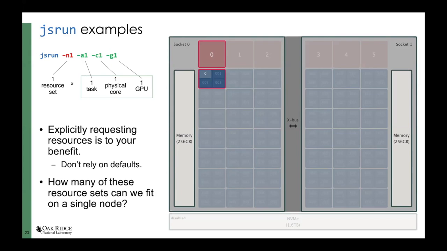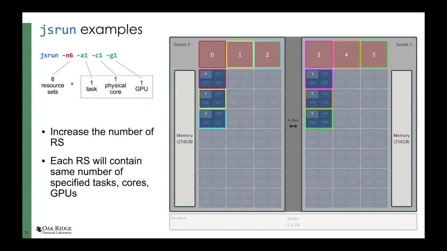And now the next step is how can I expand this? Expanding it once you have the resource set is pretty easy. You just increase the number of resource sets that you want to run. So you can see in this example, we've increased our resource sets to 6. We didn't touch the number of tasks or physical cores or GPUs. That remains the same. That's saying I want to start 6 resource sets now, but in each one I still want just one task, one core, and one GPU.